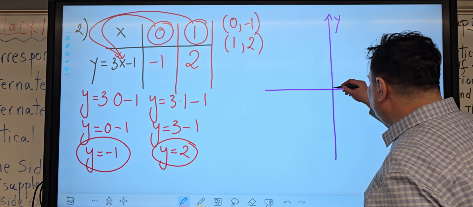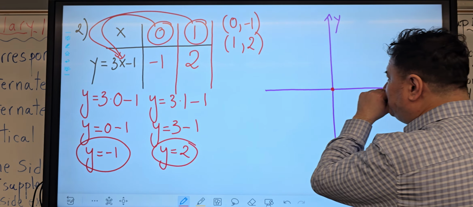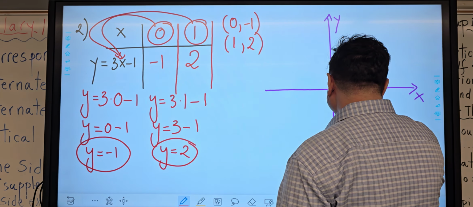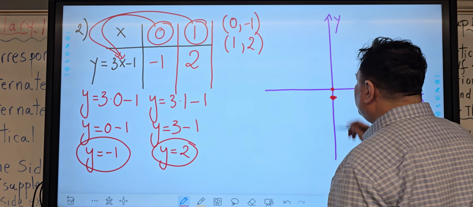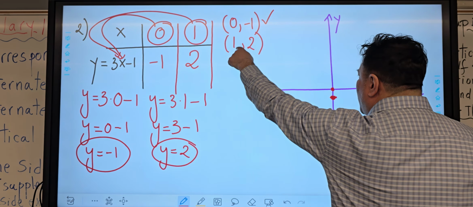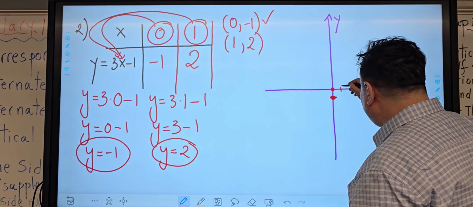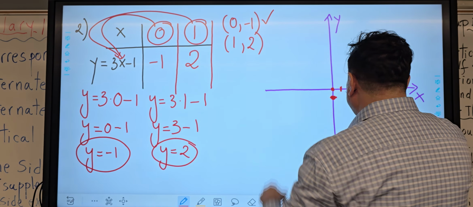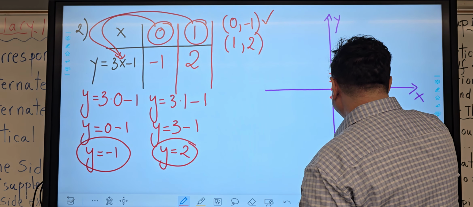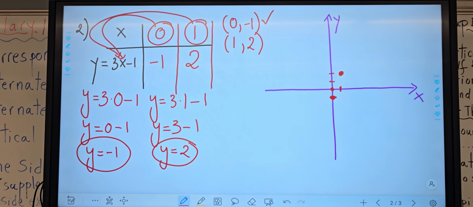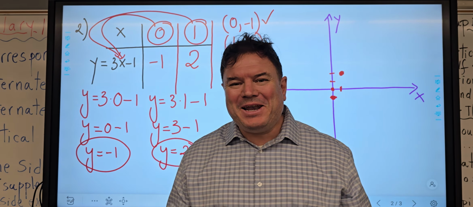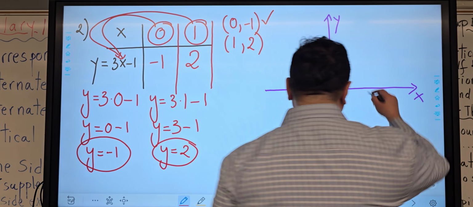Okay, let's graph this order pair first. When x is 0, y is negative 1. So we go right here. Negative 1. This is our first dot right here. Next one, when x is 1, right here, y is 2. So we go 2 units up, 1, 2. So the point is going to be somewhere right here. And now what do we do with those points? We are just simply connecting those dots. So let's connect those dots here.